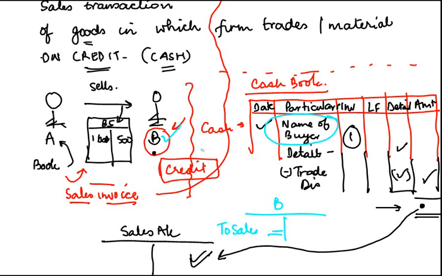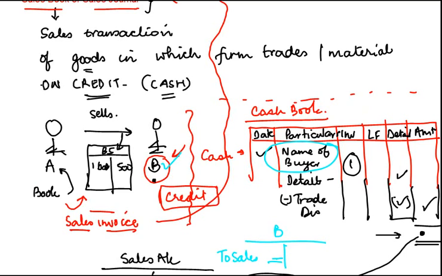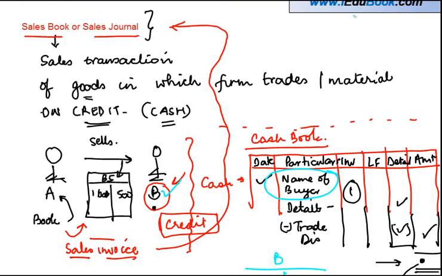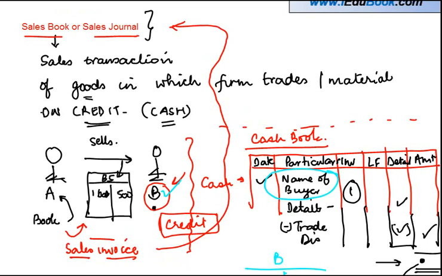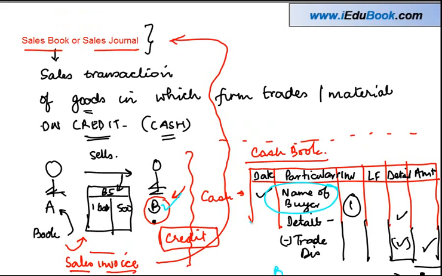With that, we come to an end of this video. I hope you would have understood the concept of sales book or sales journal. We have earlier discussed about purchase and purchase books also and taken detailed example explaining the concept. The concept is more or less the same in case of sales also, just that maybe the transactions happen in the reverse direction.